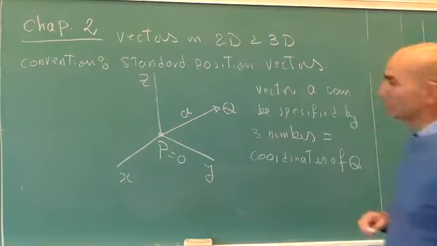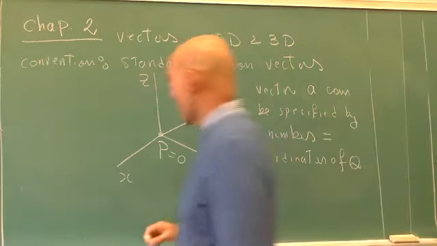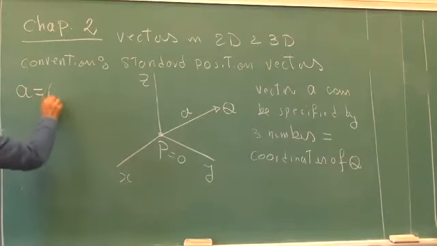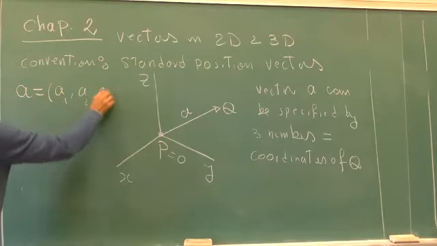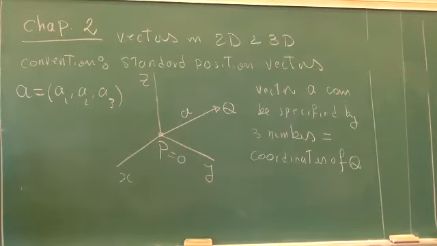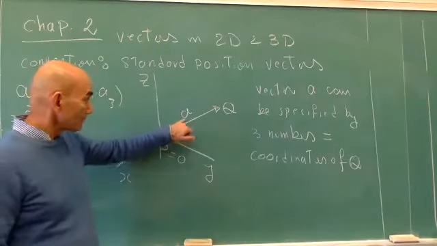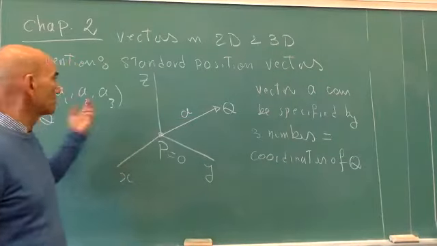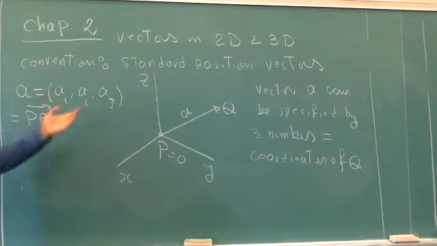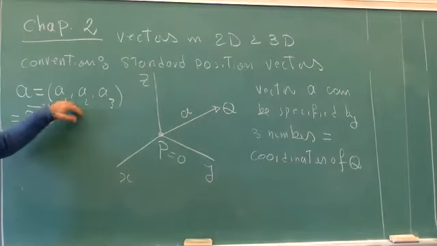This is a great convention. You'll see why. You see now, so A, I can write it as A1, A2, A3. And conversely, any triple of numbers A1, A2, A3 defines a vector, which is this vector PQ, right? So I'm going to use alphabets A, B, C for vectors. That helps me to just write easily like that. Okay, so that's one convention.